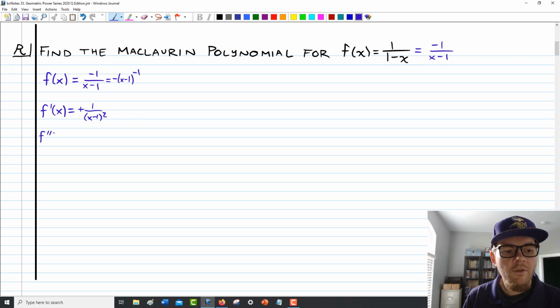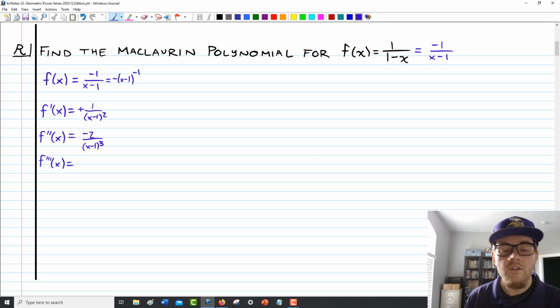After that, we can follow the pattern pretty effectively. The second derivative is going to be negative 2 over x minus 1 cubed. Our third derivative, it's always nice to get a third one in there.